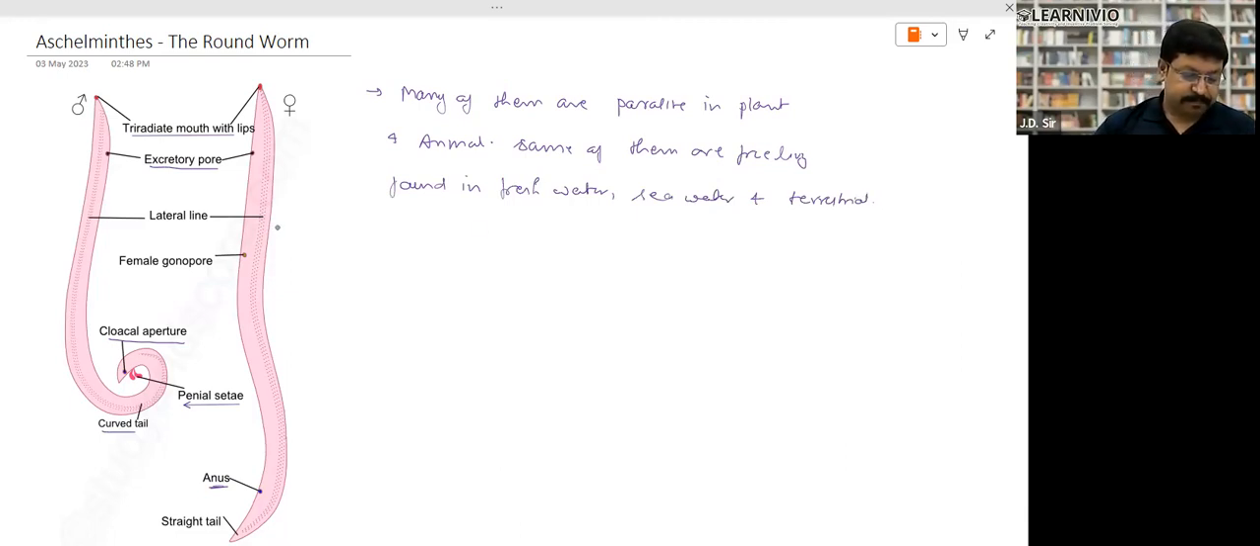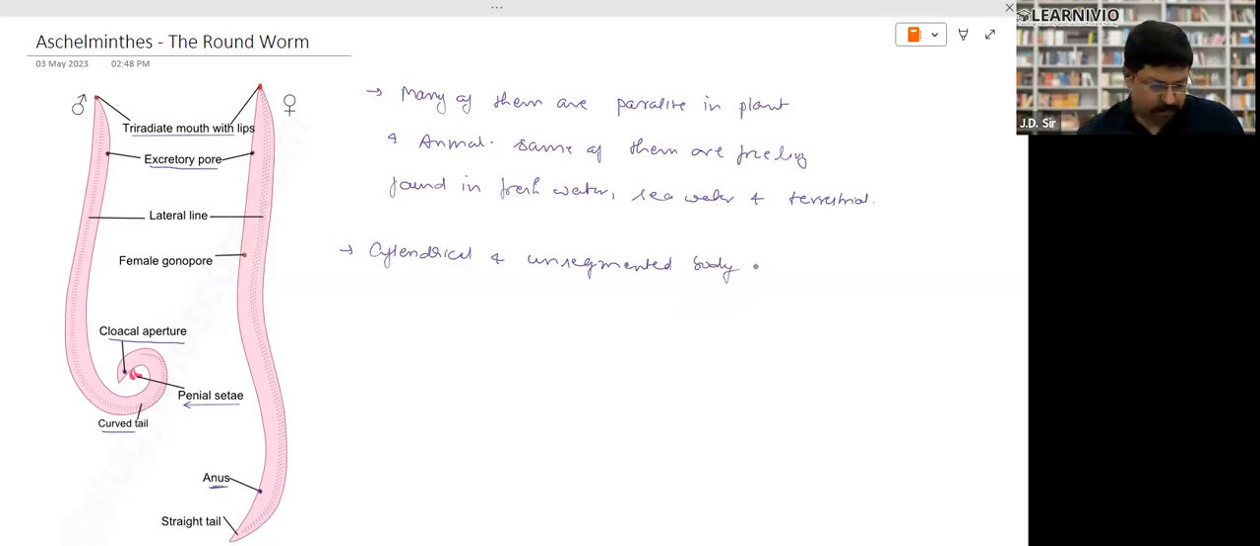Then the body is cylindrical and unsegmented. And the alimentary canal is complete, meaning mouth and anus are both present. So we will say that the alimentary canal is complete.